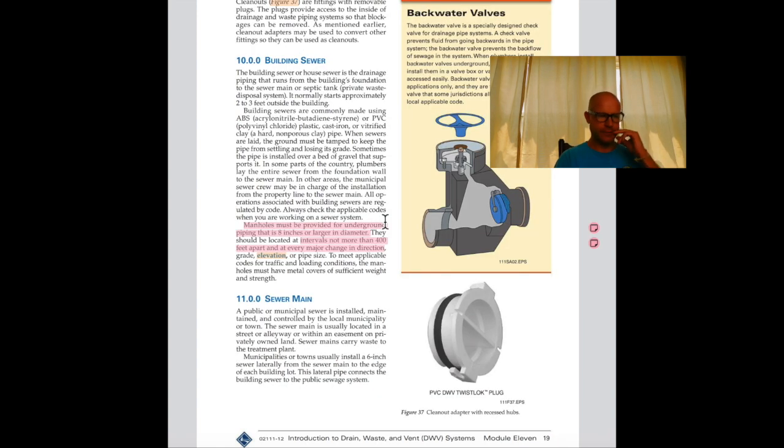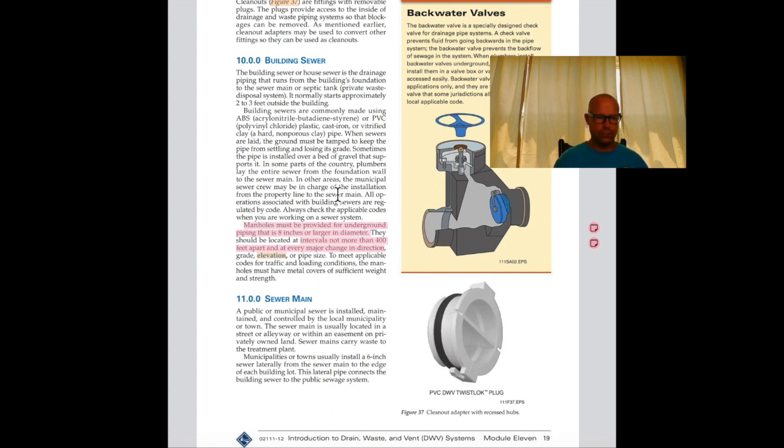So there's two notes here. Let me start with this first one. Manholes must be provided for underground piping that is 8 inches or larger in diameter. Write that down. Now, the next note here, the final note, is leaving the building, residential building, commercial building, you have to have a clean out within 5 feet.